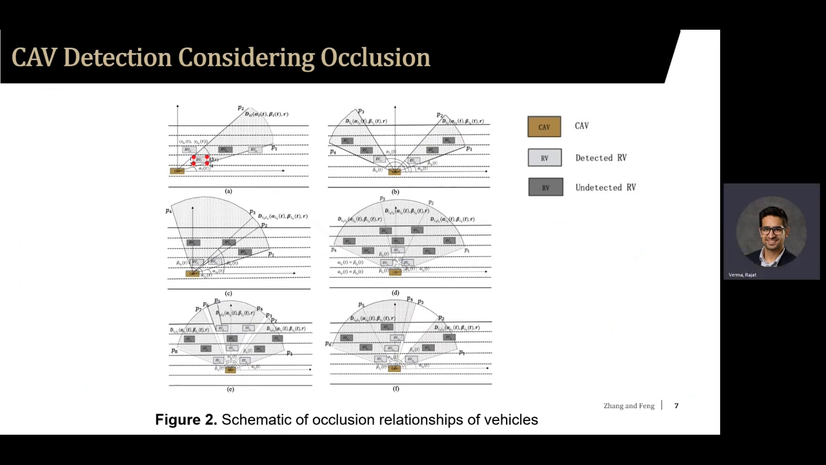Here is a schematic of the CV detection algorithm. We consider the CV travels in a straight lane, and if at least one of the 4 corners of a vehicle could be detected by the CV, then we assume that this vehicle is a detected regular vehicle. Otherwise, it is an undetected regular vehicle.